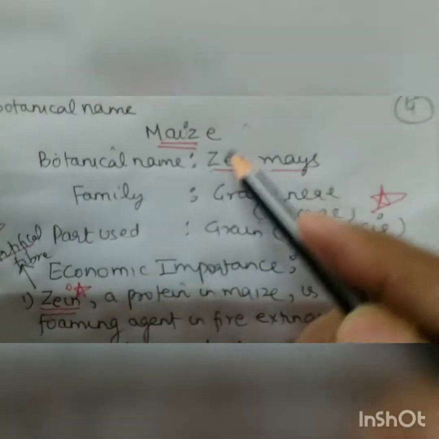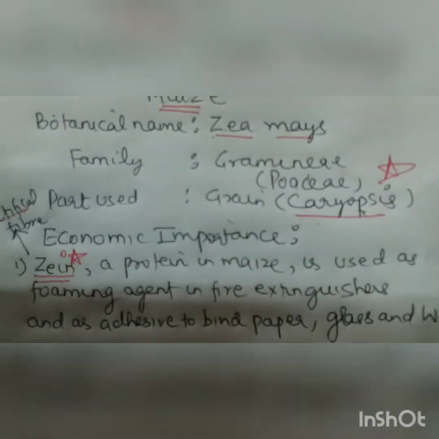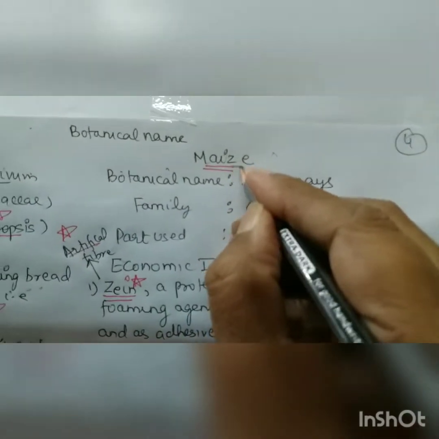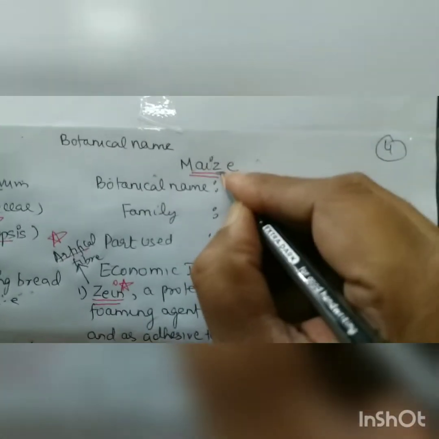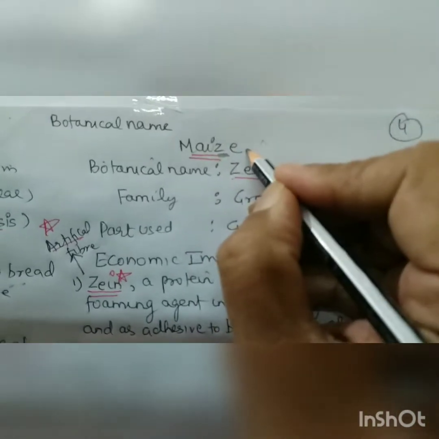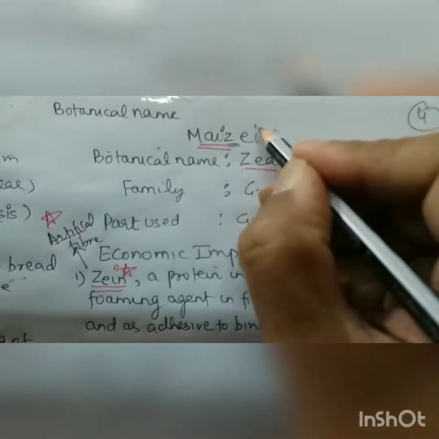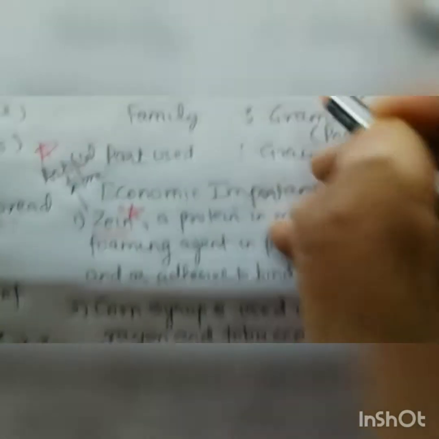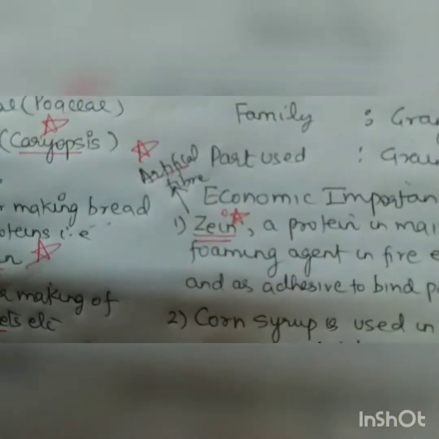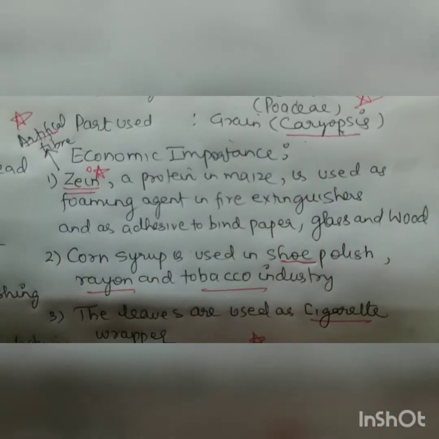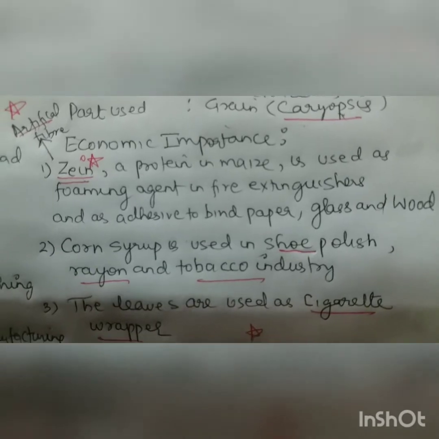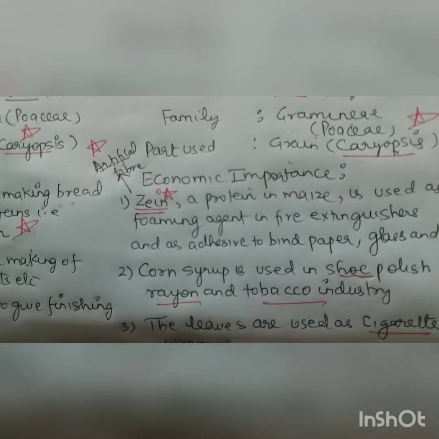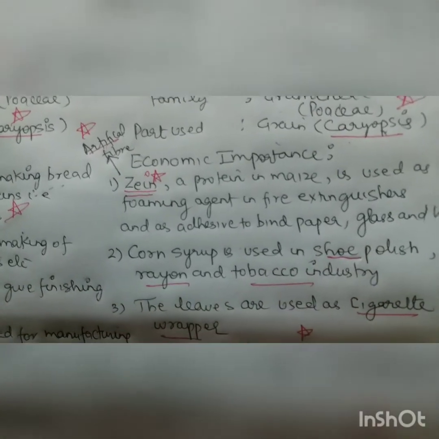This is maize, Zea mays, family Graminae, and the fruit is caryopsis, right? As we know, in ginger we add gingerin, then in turmeric we add curcumin, whereas in maize we add zein. Zein is a protein in maize, used as a foaming agent in fire extinguishers and as an adhesive to bind paper, glass and wood. It is an artificial protein which gives rise to an artificial fiber.